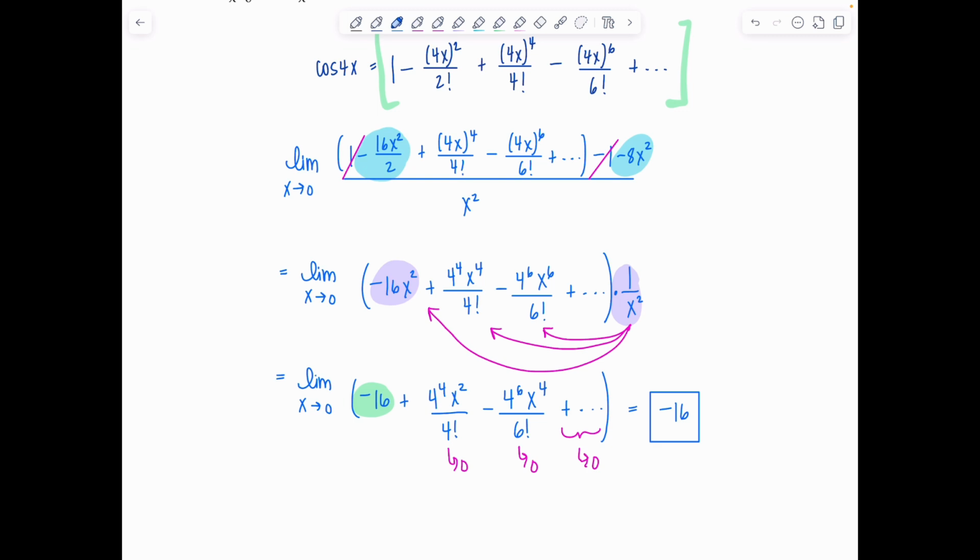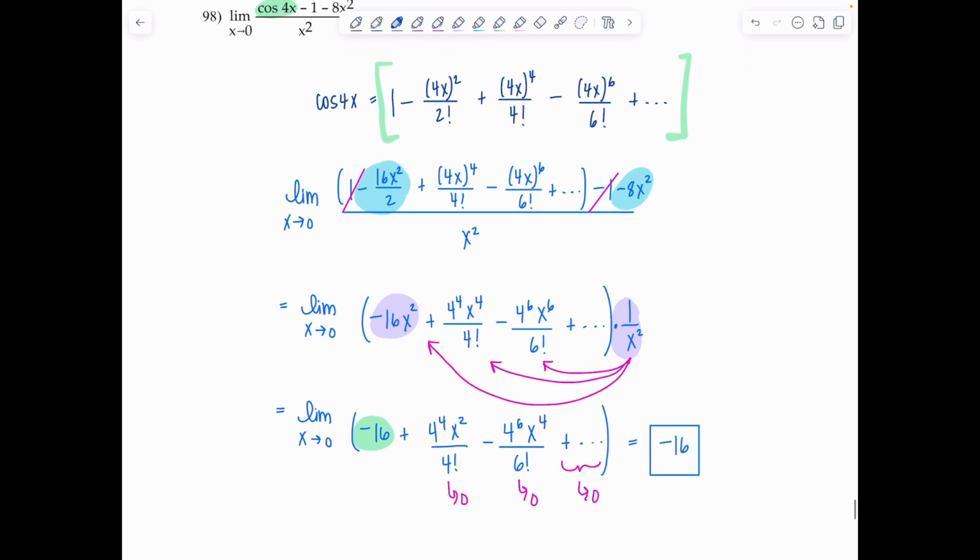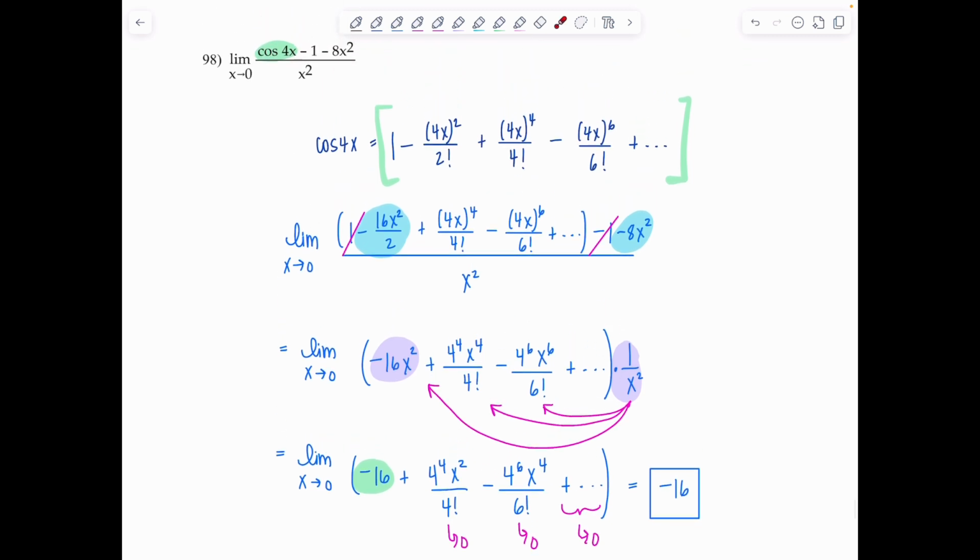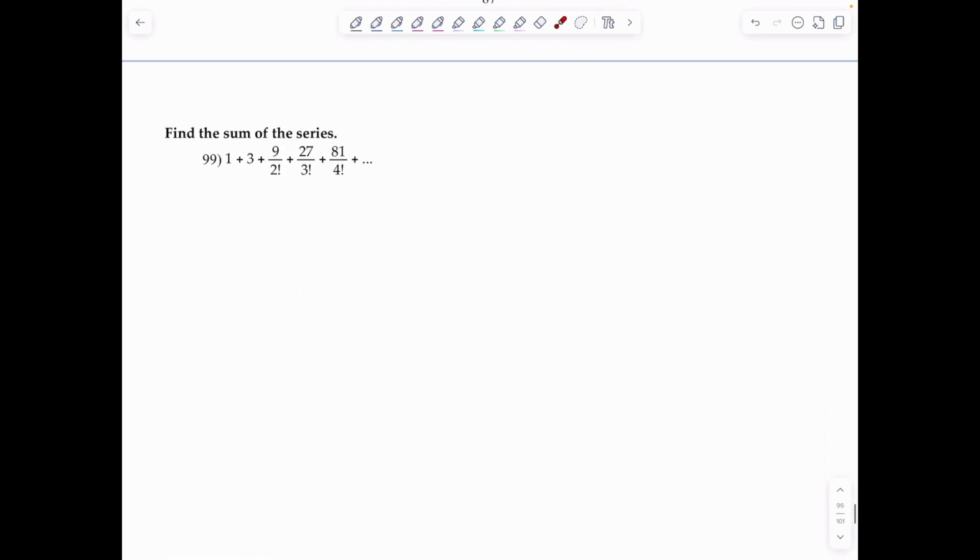And again, go back. If you're like, oh, I feel nervous, it's a test, my grade's on the line, just check using L'Hopital's rule, okay? All right, last two, find the sum of the series.